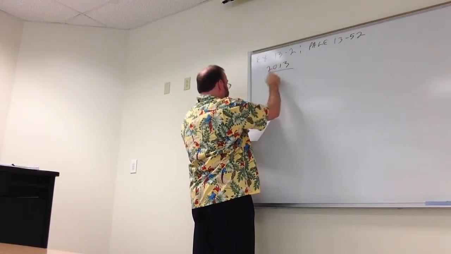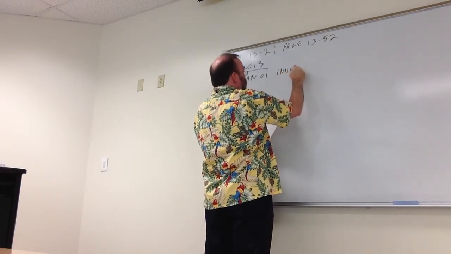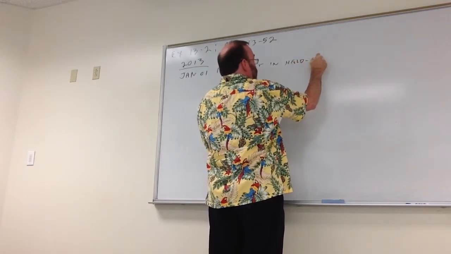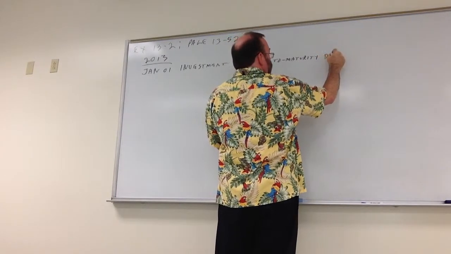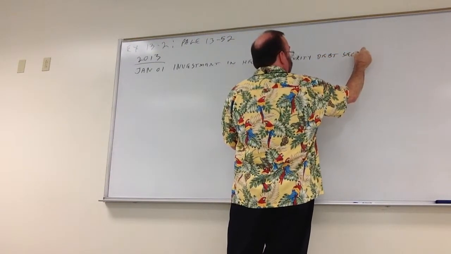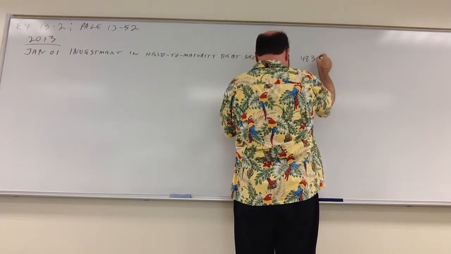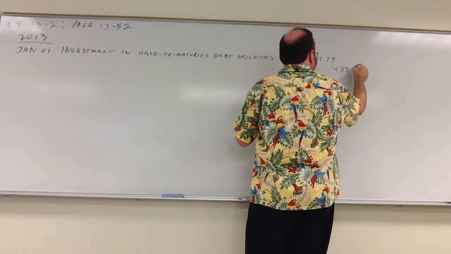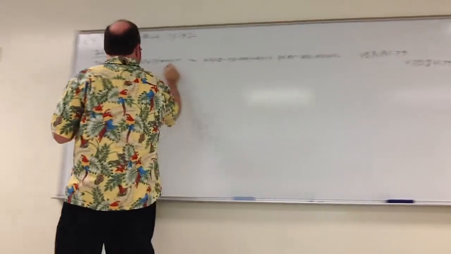All right, so 2013, on January 1, we're going to buy an investment in held to maturity debt securities. And the purchase price was $483,841.79. And we, of course, paid cash.